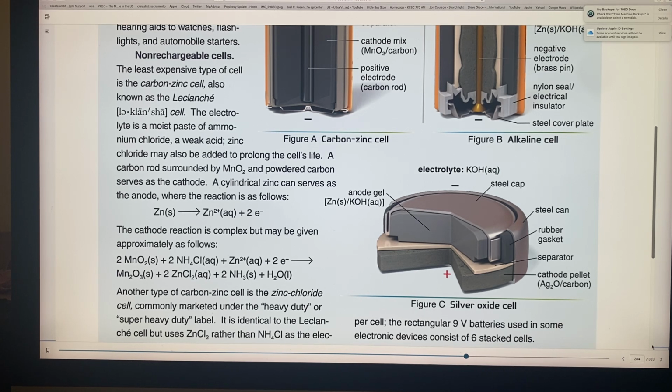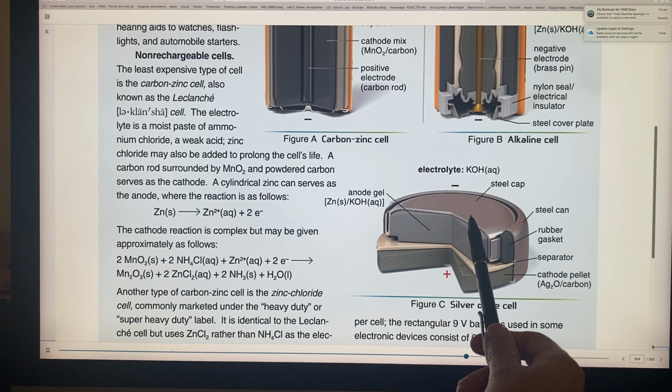The silver oxide cell uses silver oxide at the cathode instead of the MnO2, manganese dioxide. And so the silver oxide gives you a longer life, and it's really tiny, like button-sized. And it's used in watches and in hearing aids and such. So here's a picture of it.